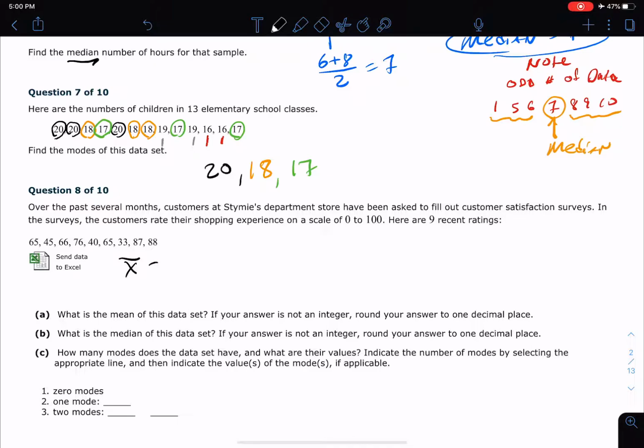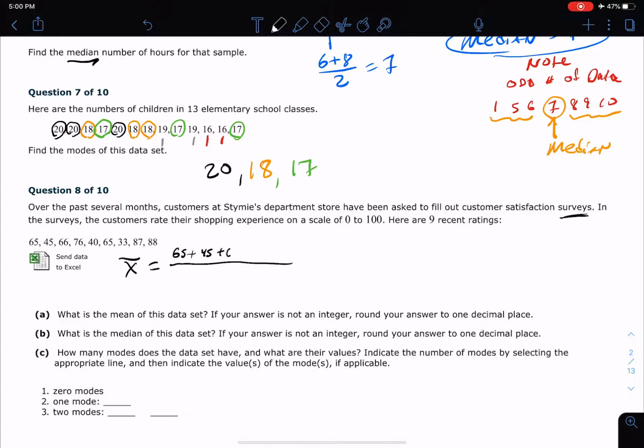Now in this one, I'm going to use X bar, because when you're doing a survey, that is sampling a smaller population out of the total customers. So this would be a sample mean. Now the procedure of finding the mean is the same, but we like to use X bar for the sample.